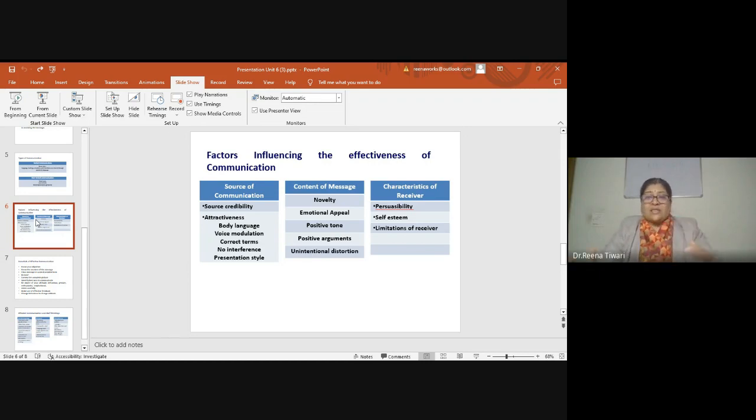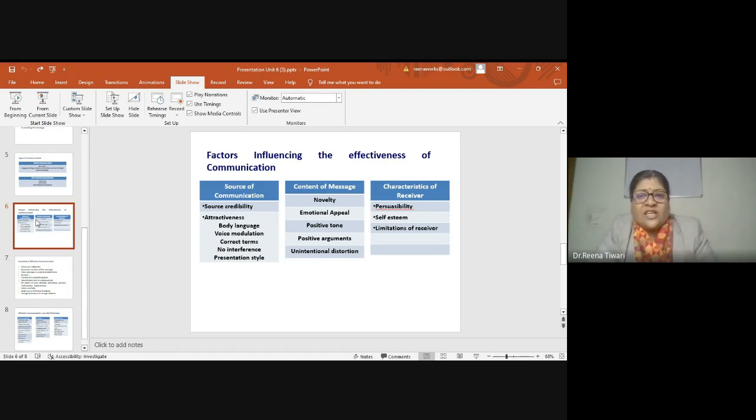Sometimes we see that during the communication process, when messages are being transferred from one individual to another, there are many arguments in it. But if the number of positive arguments is more, so the message has a positive tone, then it is considered as an effective message.